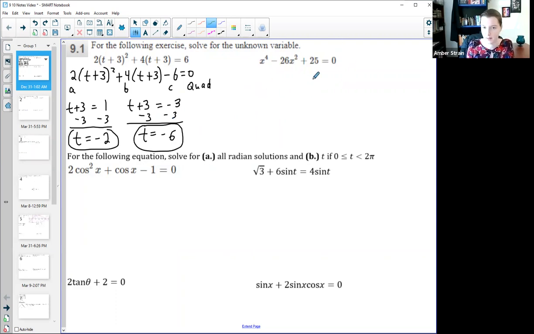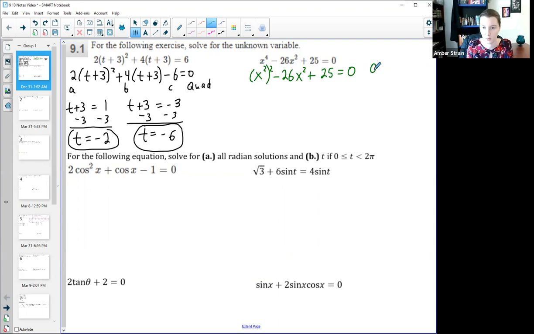Here's the same idea, except instead of just an x squared, we have x to the 4th. So I kind of focus here on the middle to see what's going on. What is our typical variable? So right here we saw the stuff was the t plus 3, and it was the t plus 3 squared, and then just the t plus 3. So here what we have is actually x squared, because x squared squared is x to the 4th. So just like the last one, we have stuff. So I have stuff squared minus 26 stuff plus 25.